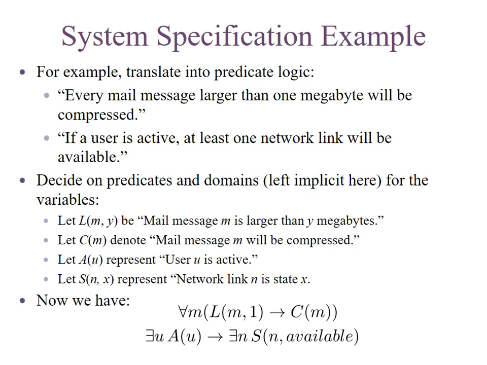Okay, that's for all. If a user, that means for some, right? Because we are dealing with particular users. So for some U, because U is the user. If the user is active, that means A of U, the user is active. If the user is active, then at least one network link will be available. Then there exists n such that S of n is in status 0.